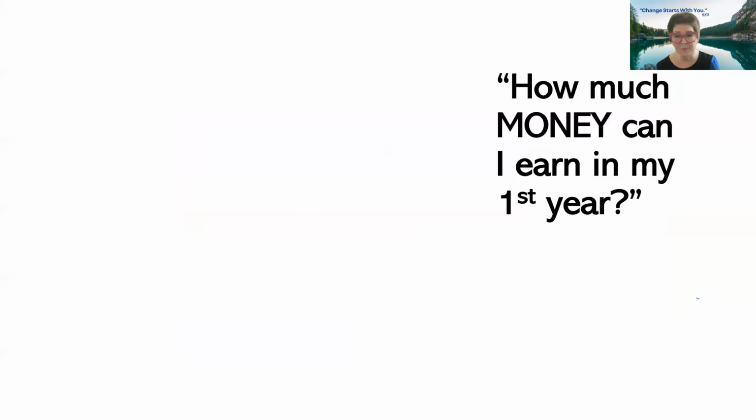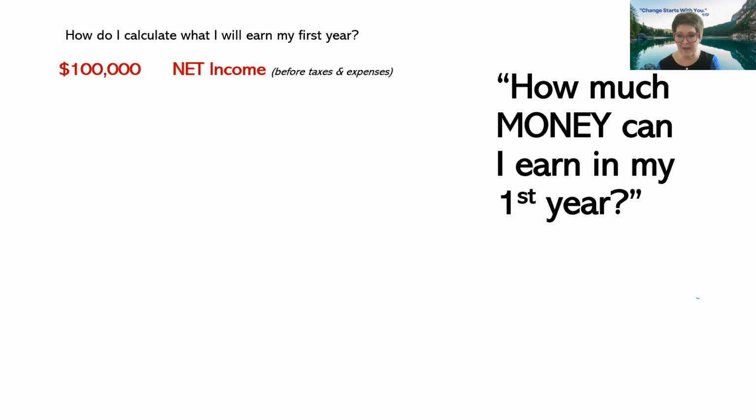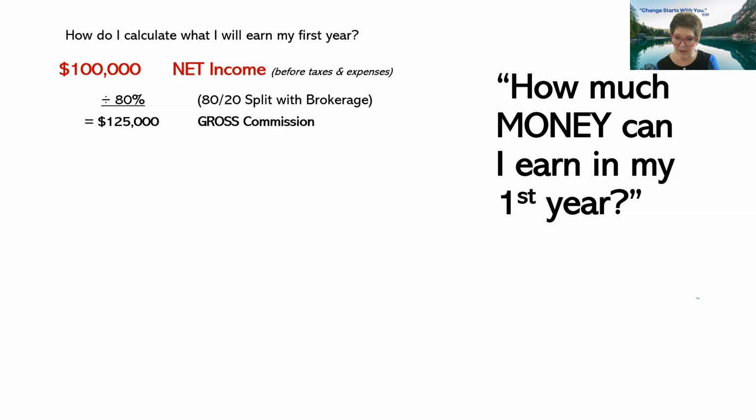And I want to show you how much money you can earn your first year in business or your second year. Let's look at this. If I want to make $100,000 my first year, and you're on an 80-20 split with your brokerage, you have to earn $125,000 gross commission.